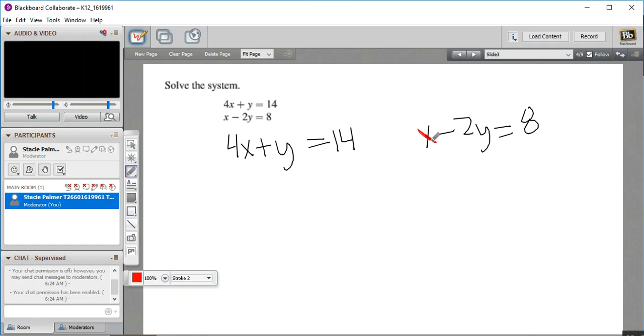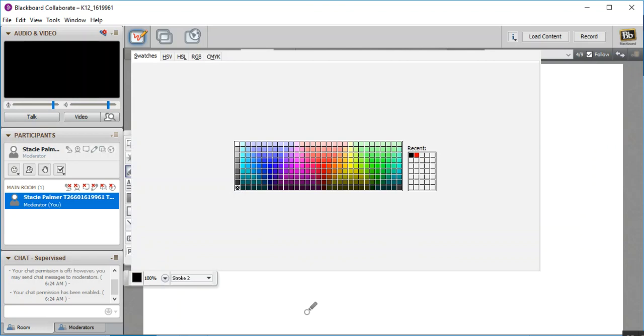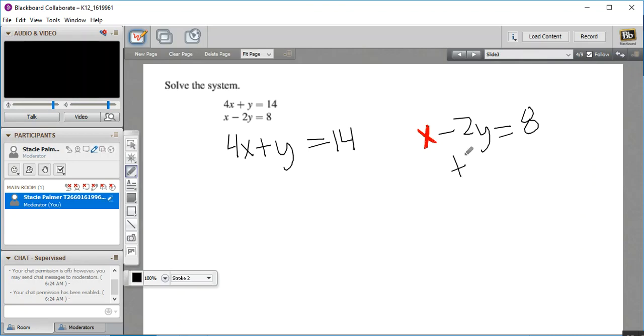Okay, so this x right here, it's already a 1x. So it's going to be really easy to solve this equation for x. To get the x by itself, all I have to do is add 2y, which I'm going to do to both sides. So x equals 8 plus 2y.